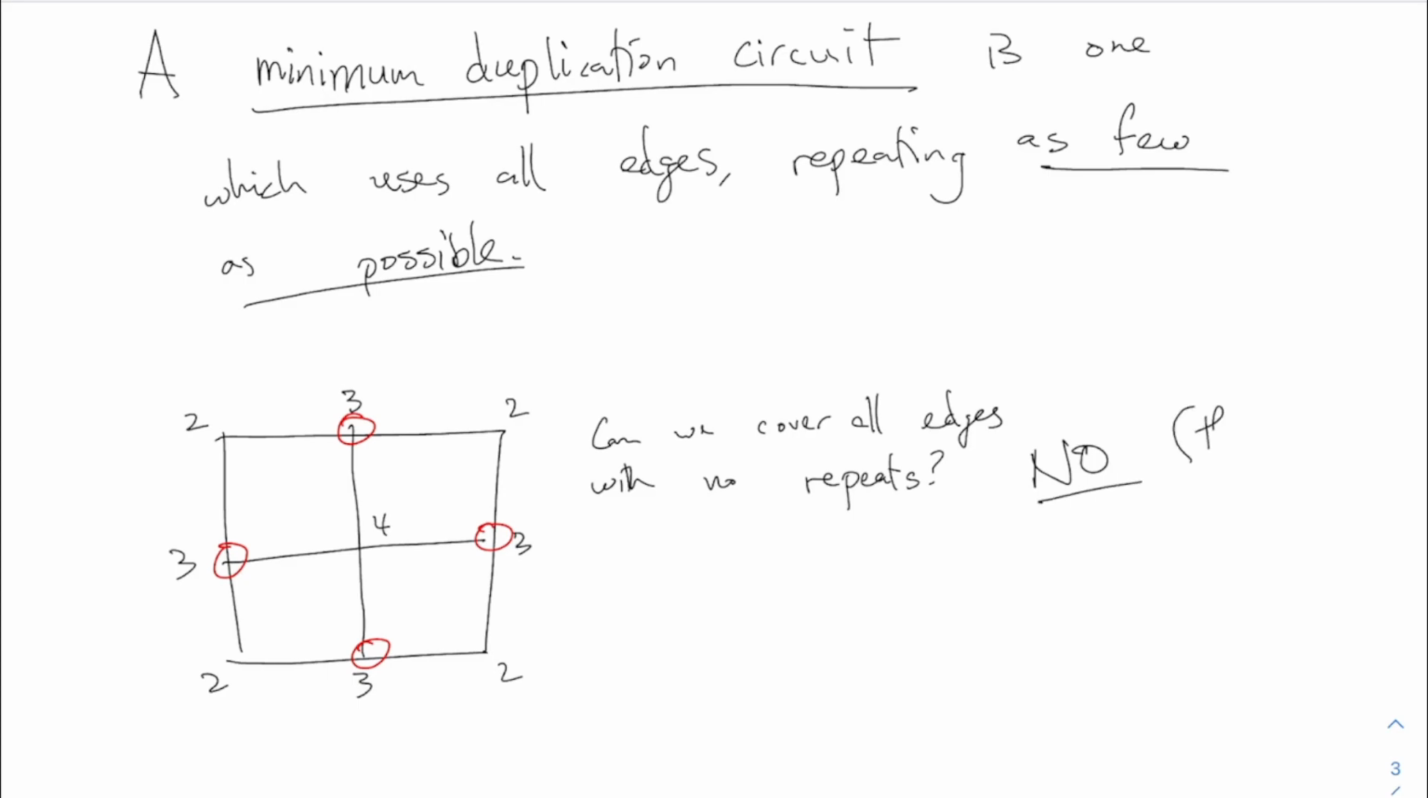The answer here is no, because there are 4 odds. Once you know how to do this, it's a very easy question to answer. No, you cannot, because there's 4 odds. The thing that I want to talk about now is, okay, if you can't do this with no repeats, could you do it with only 1 repeat? Would that be possible here? Or maybe you have to do 2 repeats in order to make this work out. So the question is, what's the smallest amount of repeats possible?